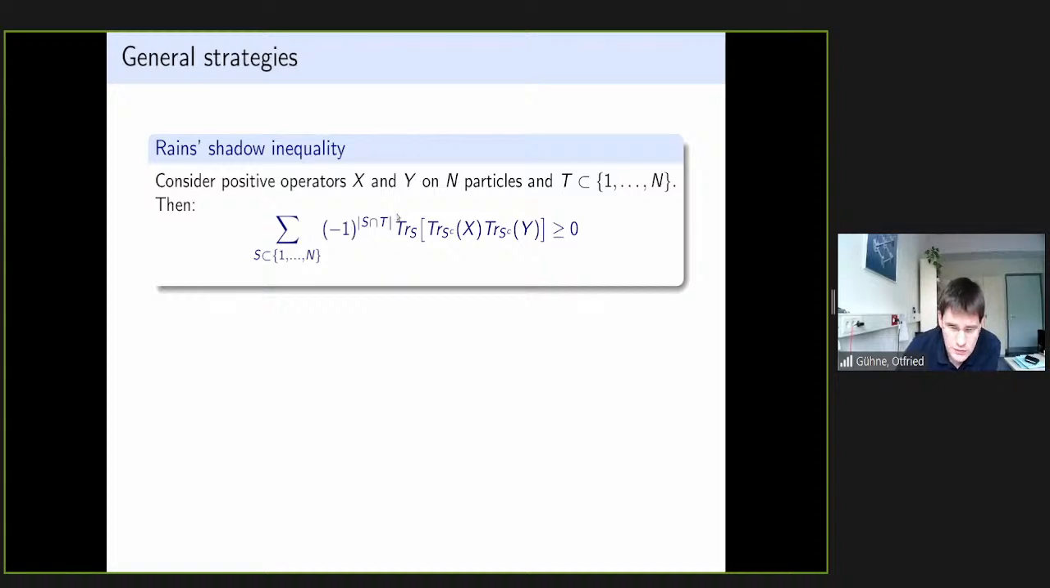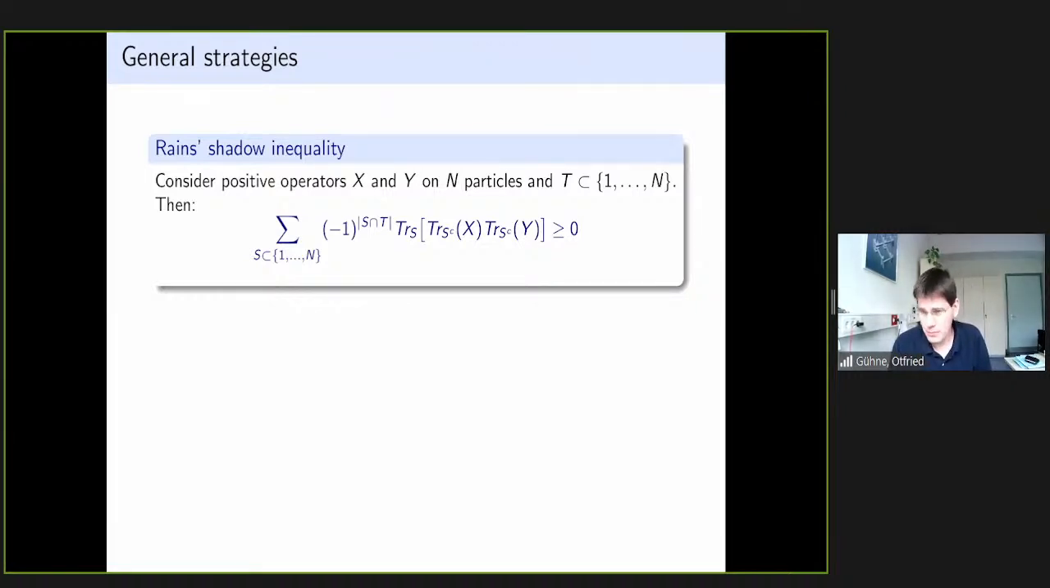This is clearly positive because these are positive operators. The reduced states are positive, and the trace between two positive operators is always positive. But you also allow for some alternating signs, here minus one to the power of the overlap of S and T. And the claim is that still this thing is positive. One can prove it, but if you look at Rains' paper, the proof is a little bit abstract. It's not difficult, but somewhat abstract, but there are more direct proofs using positive maps, for instance. Anyway, this is just an inequality which you can just believe.